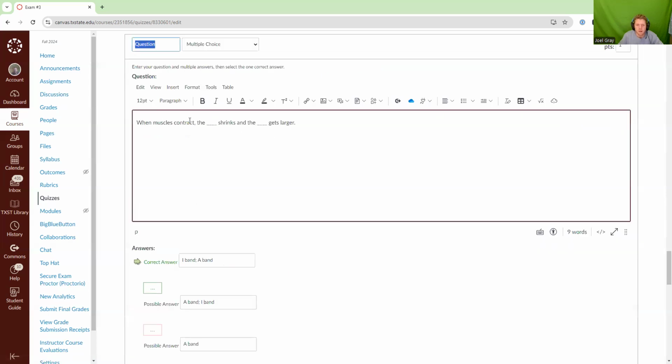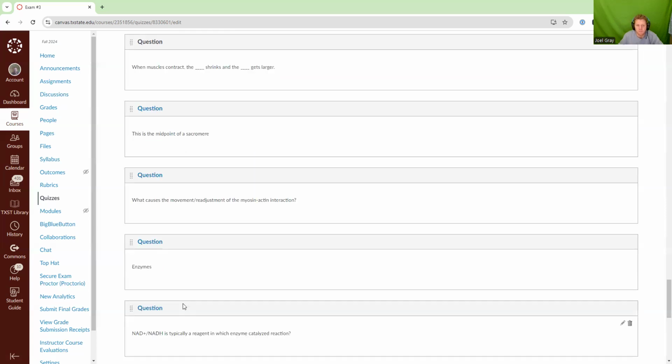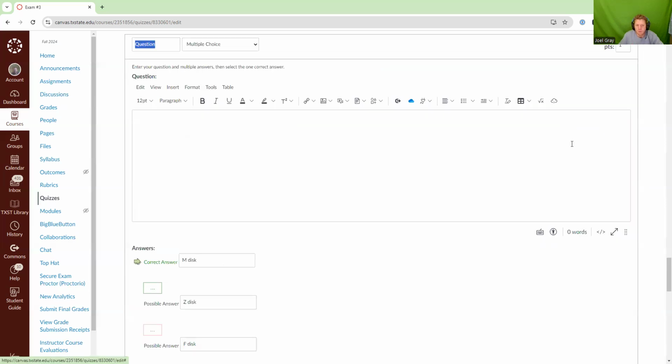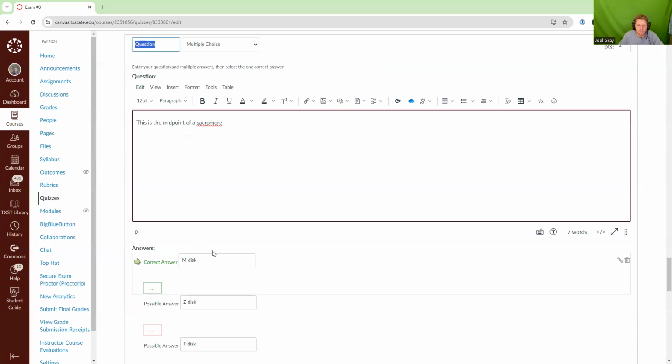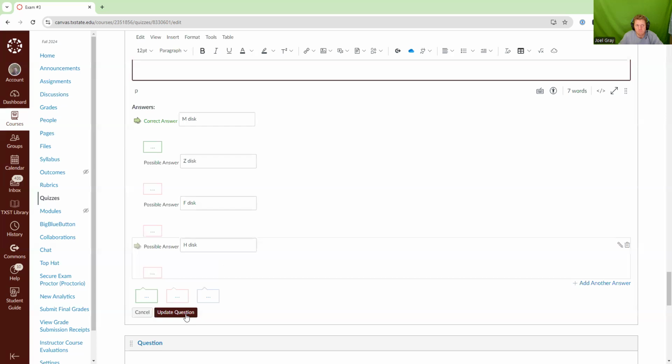When muscles contract, the blank shrinks and the blank gets larger. Well, the I band shrinks and the A band gets larger. The other answer options are A band and I band, or A band individually and I band individually. So update that question. What is the midpoint of a sarcomere? That would be your M disc. Remember, the Z discs are the kind of bookends. There's no such thing as an F or an H disc.